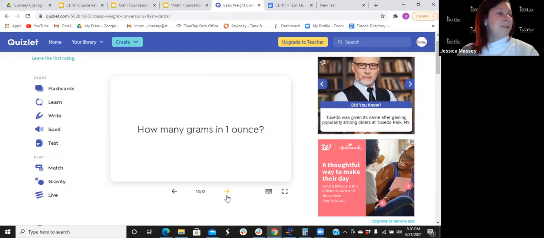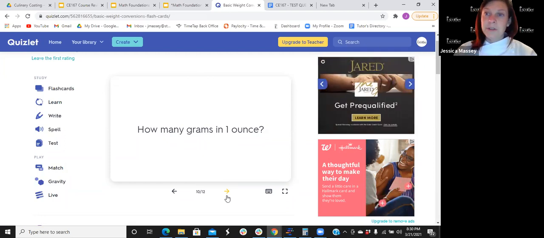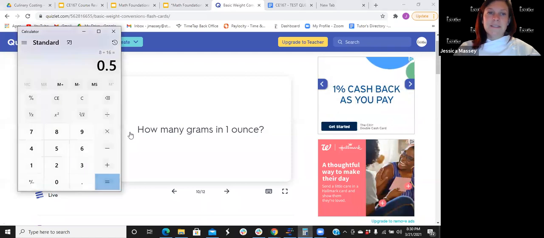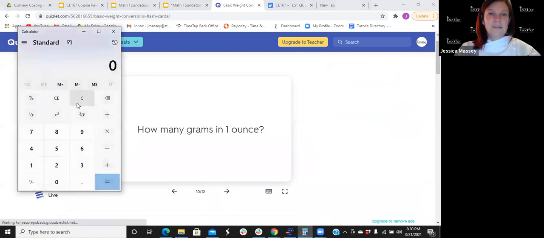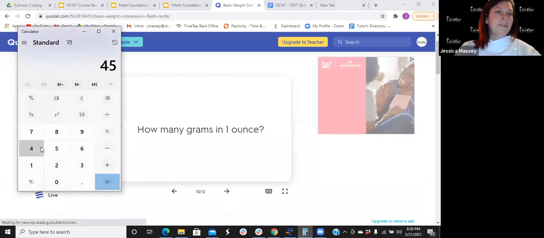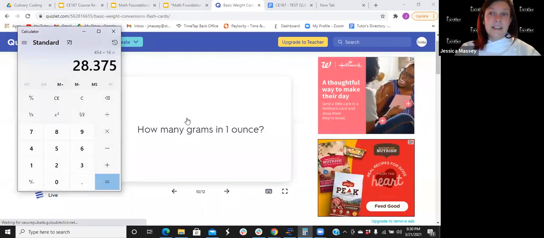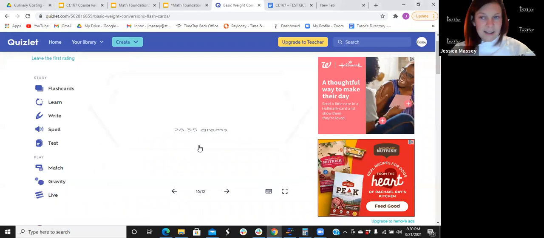Again, you could figure this out with some of the info we just were told. If you know there's 454 grams in a pound, and you also know there are 16 ounces in a pound, you can take that 454 divided by 16. It's not exact because there was rounding, but it's a way to get close.